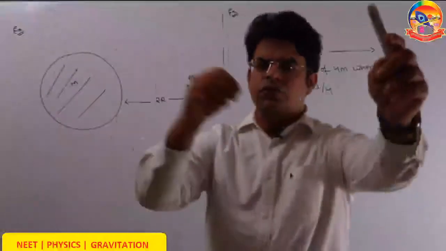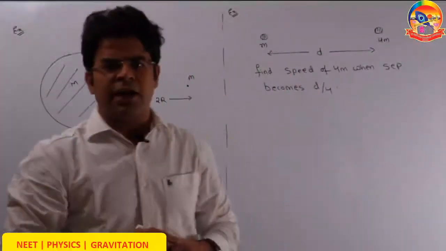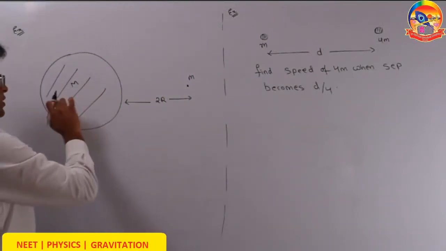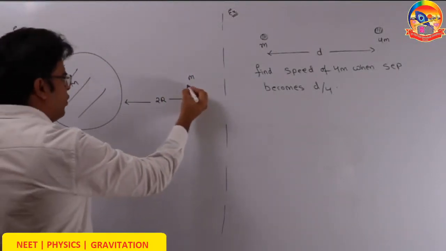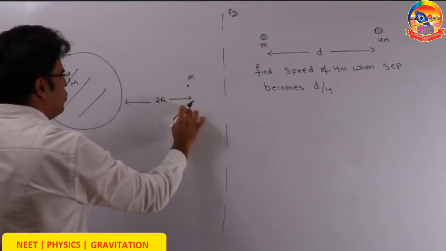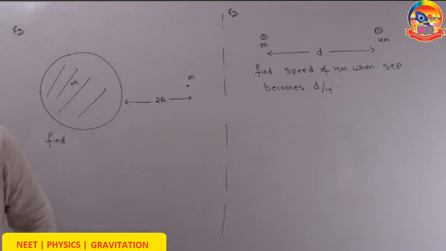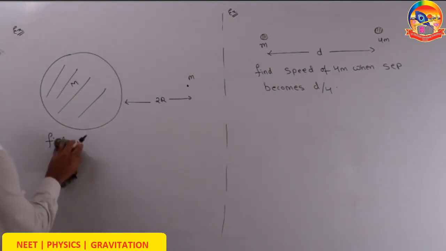So now let's do two questions to understand mechanical energy conservation. The first question: this is Earth of mass M and a small mass m is released from a height 2R above the surface of Earth. Question is, find the speed with which this mass will hit the surface of Earth.